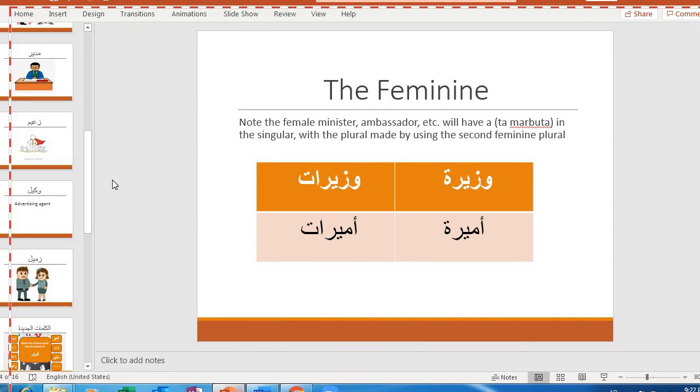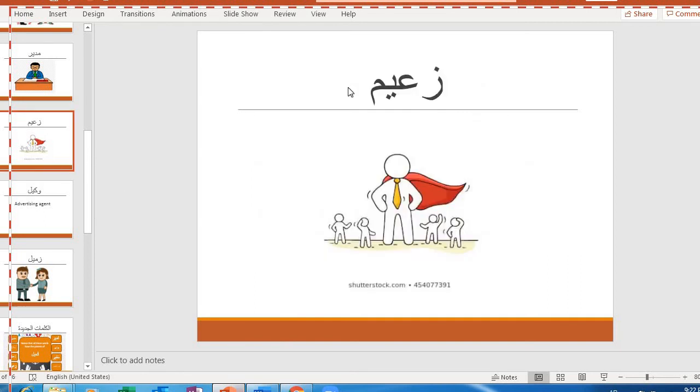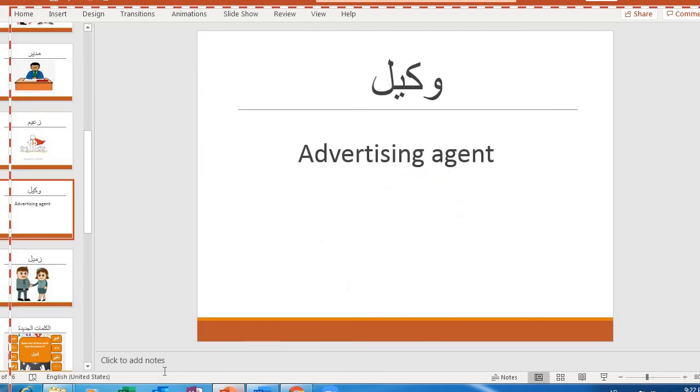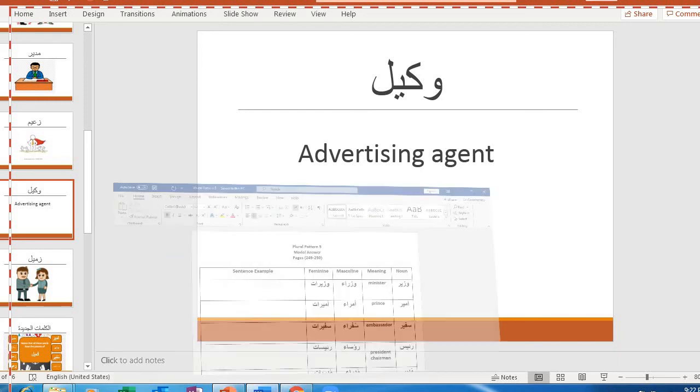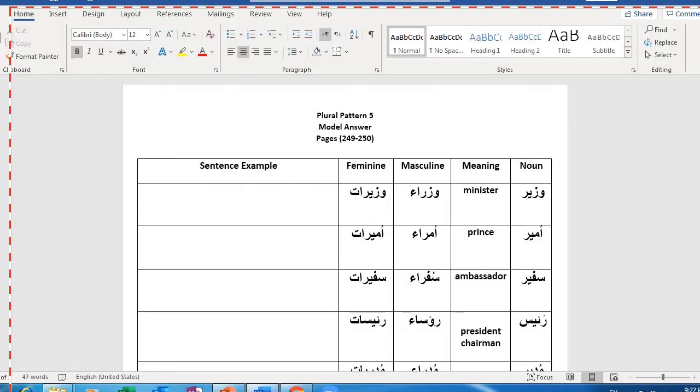Try to pronounce these words and say them out loud. تلفظ كل كلمة هون. كل كلمة. Say زعيم. Just repeat it several times until you get familiar with the word. وكيل. And after you get familiar with all of these things, I prepared this sheet for you. وهذه موجودة على البلاك بورد.